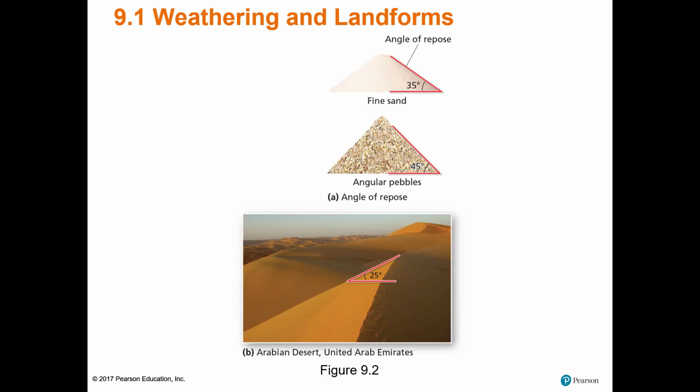This is a diagram showing you the angle of repose, comparing a 35-degree angle versus a 45-degree angle. And so those angular pebbles need a higher degree angle before they'll start moving than the fine sand. And then at the bottom is an even smaller angle, a very, very fine sand in a desert sand dune.